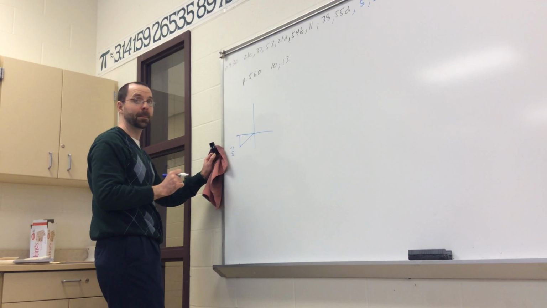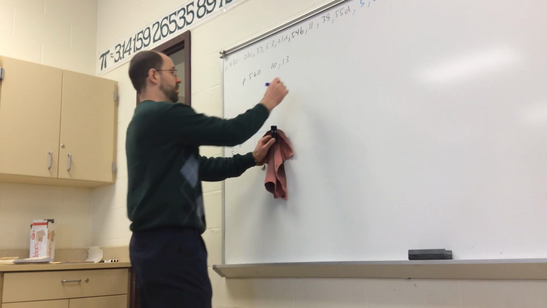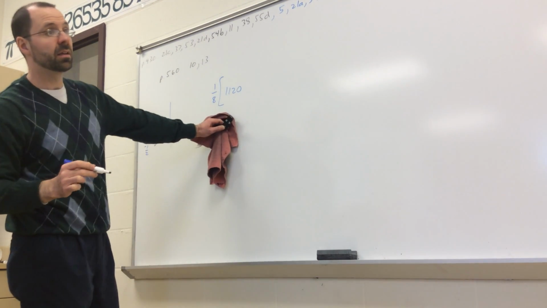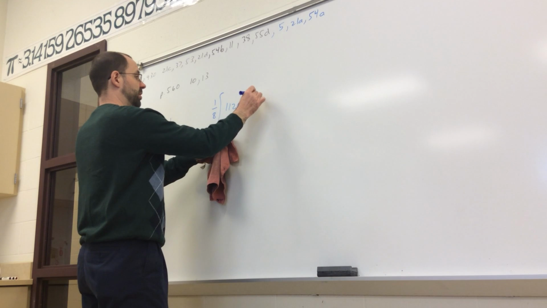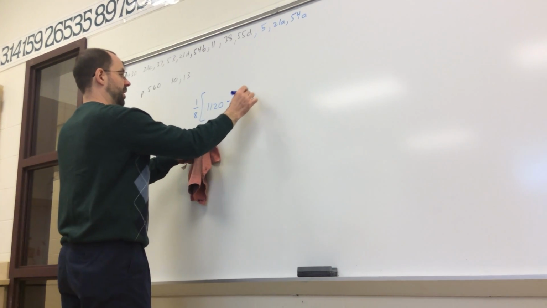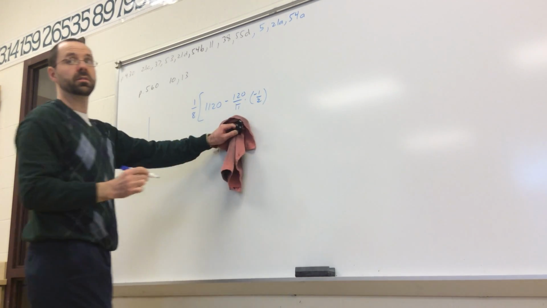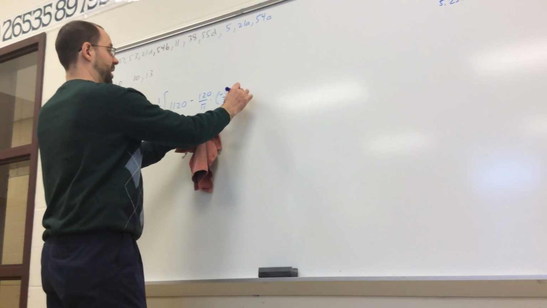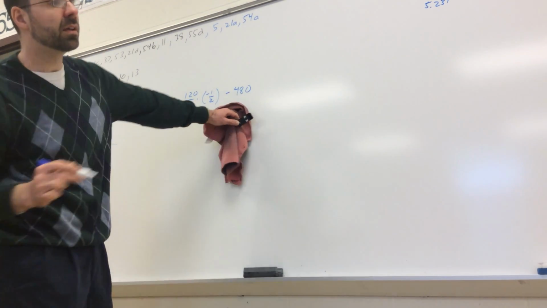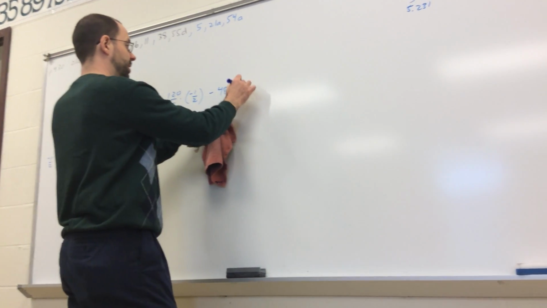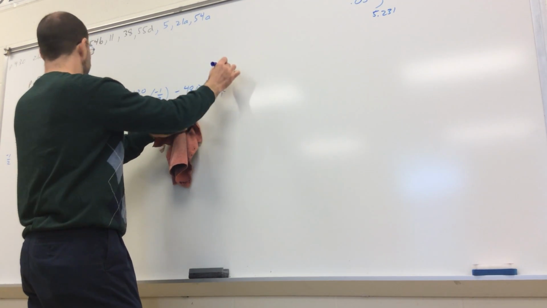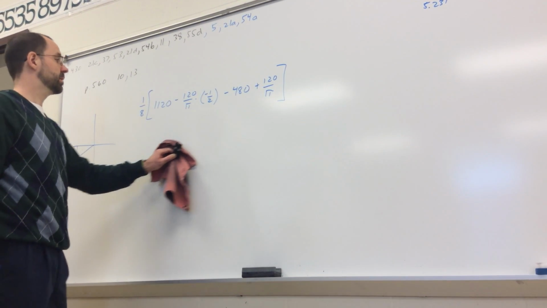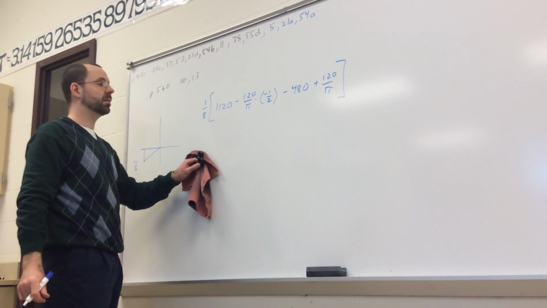Am I okay? Okay, so I got 1/8 times 1120 minus 120 over pi times negative a half, minus 480 plus 120 over pi, because I distributed that negative. Doing all right? Yeah, I just forgot that it was negative on here. That's all good. Gotcha.